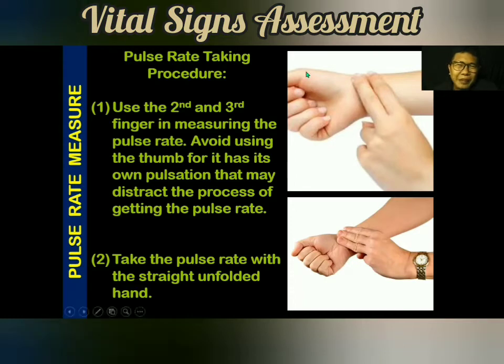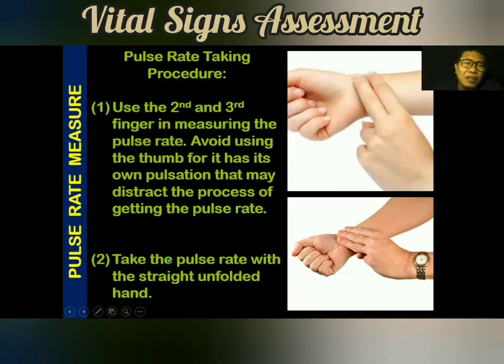Now, avoid using the thumb, for it has its own pulsation that may distract the process of getting the pulse rate. So you cannot see people using their thumbs to get the pulse rate. Okay? So again, another reminder, take the pulse rate with the straight unfolded hand. That means it should be like this. Straight should be like that, not like this.